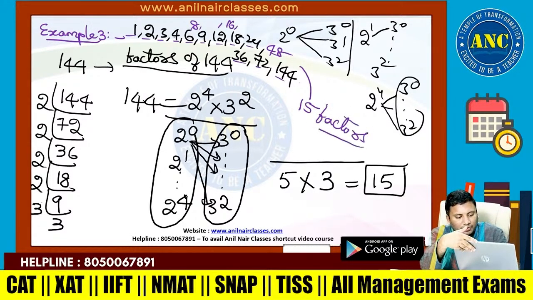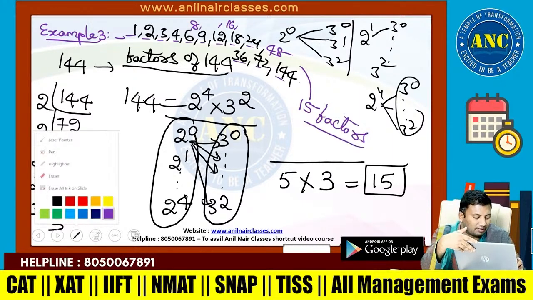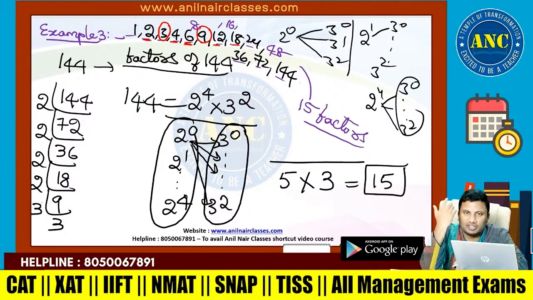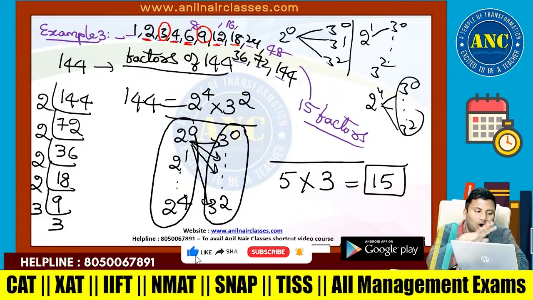But in these 15 factors, there are some factors which are odd numbers. There are some factors which are divisible by 2, some divisible by 3, some which are perfect squares, and some which are perfect cubes. All the flavors of the question, we will solve through example 4.